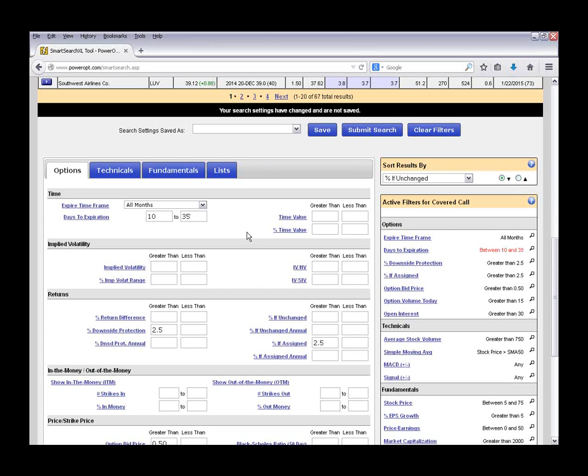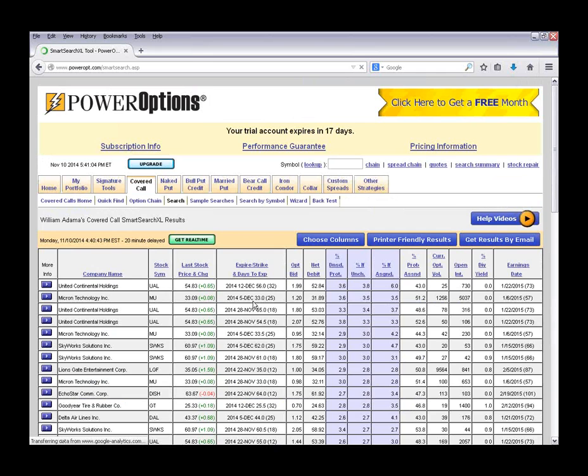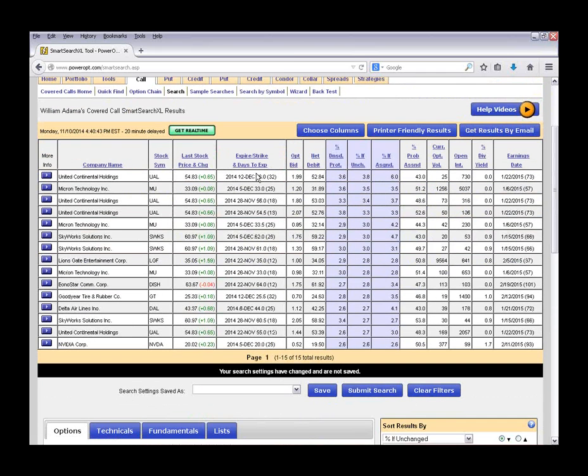So let's shorten that. Let's take out the Decembers essentially and keep it in closer to a 30-day time frame with our increased percent if assigned. And now we're down to 15 results, ranging from everything from 12 days out to 18 days out, 25 and 32. So we've gone in December the second week. We narrowed out the standard December expiration.